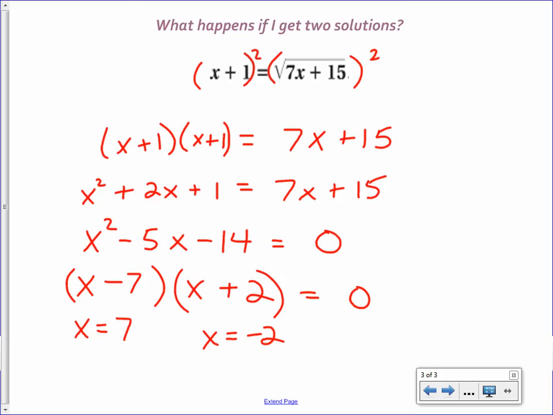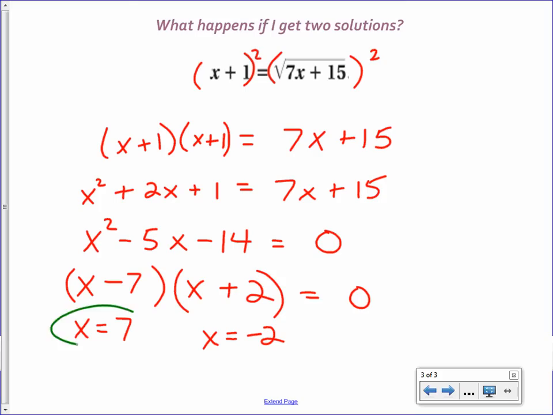And there's no reason or rhyme to this. It's not like the positive one always works and the negative one doesn't, okay? Sometimes one of them works, sometimes both of them work. And we're not going to be able to predict which one it is without plugging them in. So let's plug them in and check.